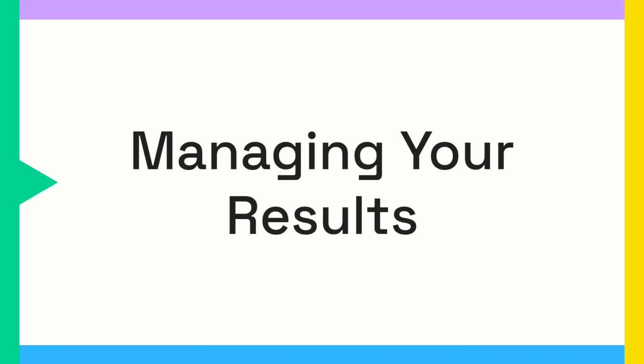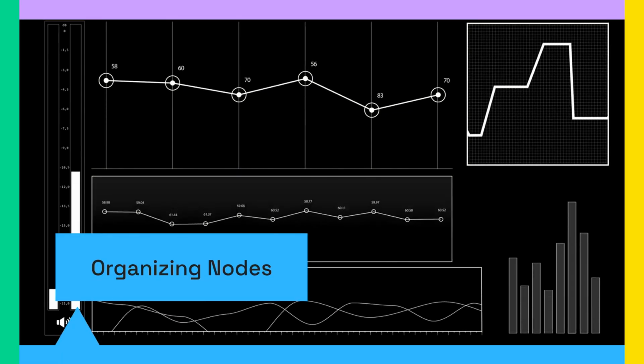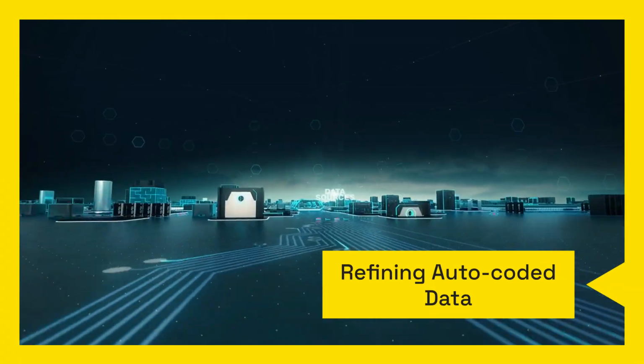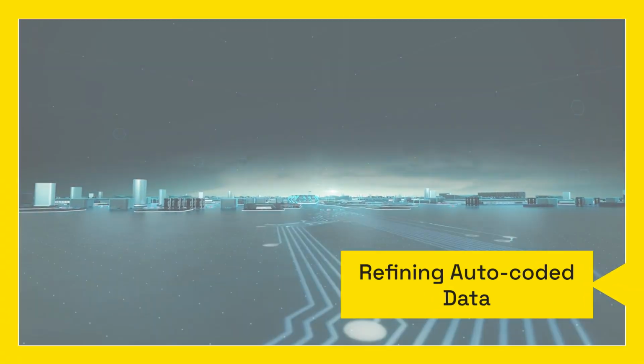Managing your results effectively helps maintain the integrity of your project organization. Organize and rename your generated nodes to reflect the thematic findings clearly. Merge or further refine your auto-coded data to ensure that specific segments align with your analytical framework.